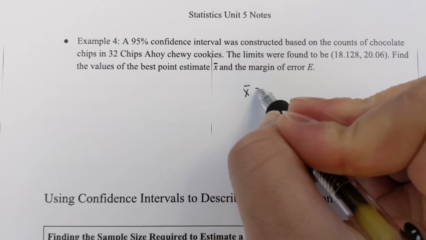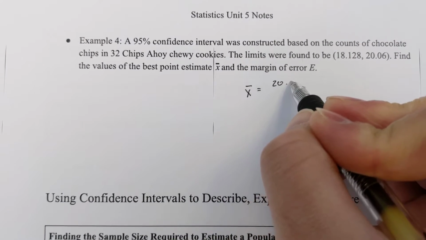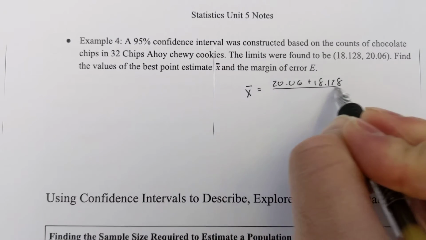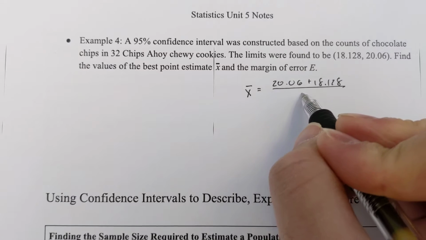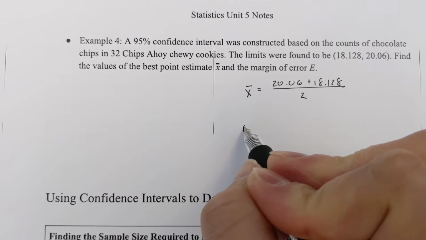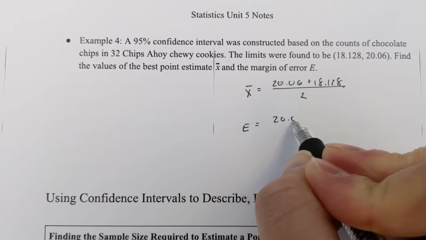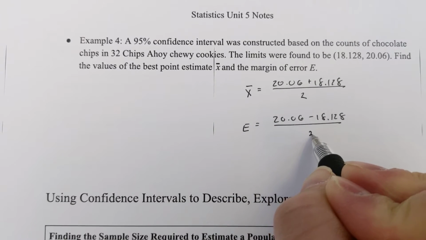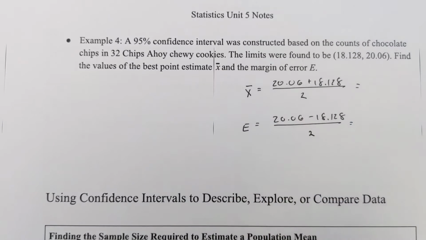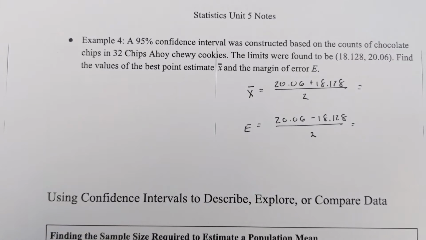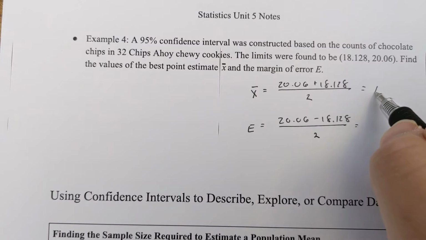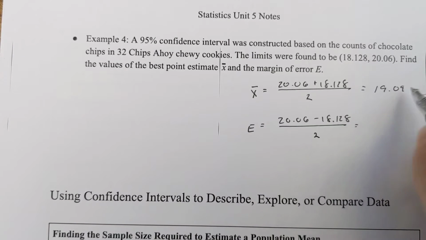So x bar is the sum divided by 2, and E is the difference divided by 2. So for the sum, 20.06 plus 18.128 divided by 2, so that's going to be 19.09.